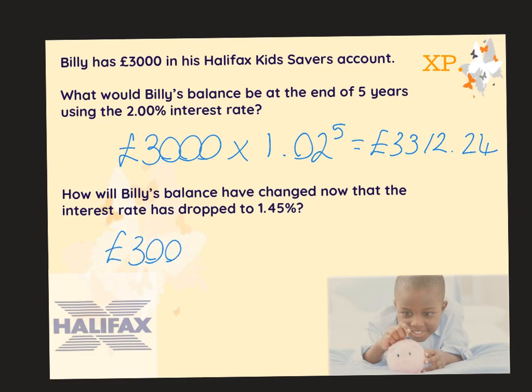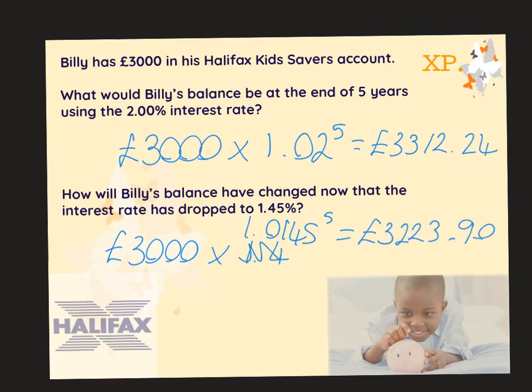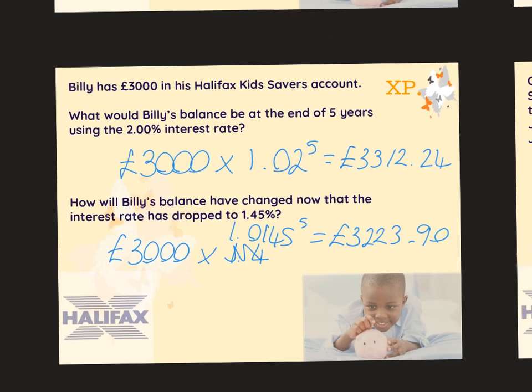So we do the same calculation, but with 1.0145 as your multiplier. And now his balance at the end of 5 years would only be £3,223.97. So you've got just under £100 difference, which you might think after 5 years is not that much. But consider businesses that are dealing with hundreds of thousands of pounds, millions of pounds, the impact that could have on their businesses, which again we're going to look at in more detail next week.